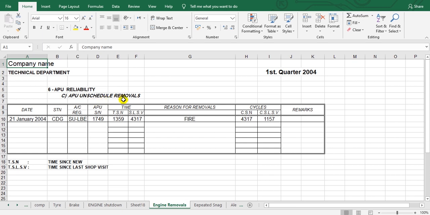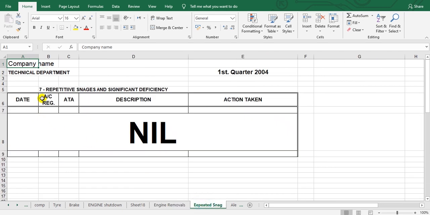This is the APU. APU in-flight shutdown. Unscheduled removal. APU unscheduled removal. This is one case. I think that it was in Charles de Gaulle because of the fire and we changed the APU. I think I remember that before. This is the repeated snags. Is there any repeated snags? No, in this case. So we put nil.